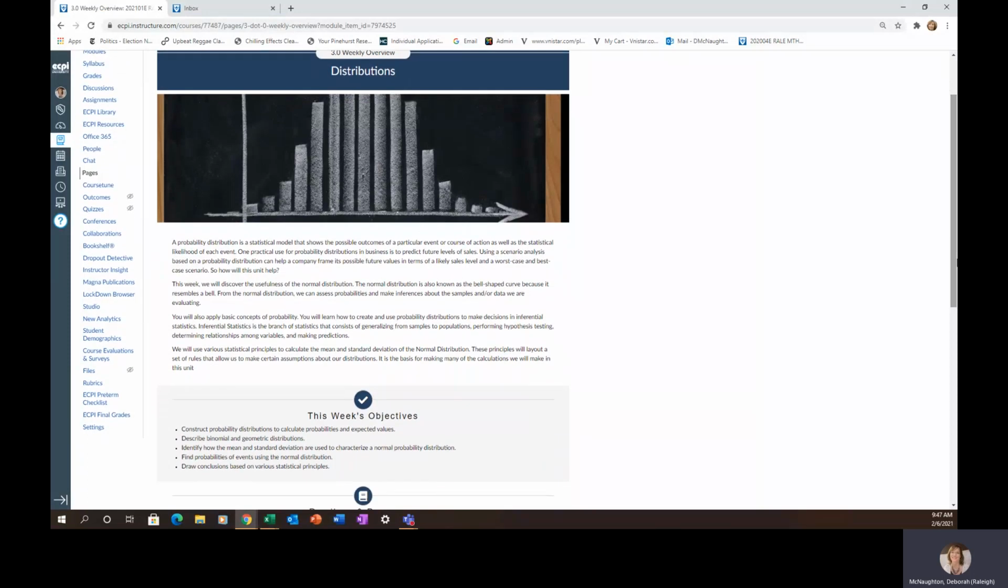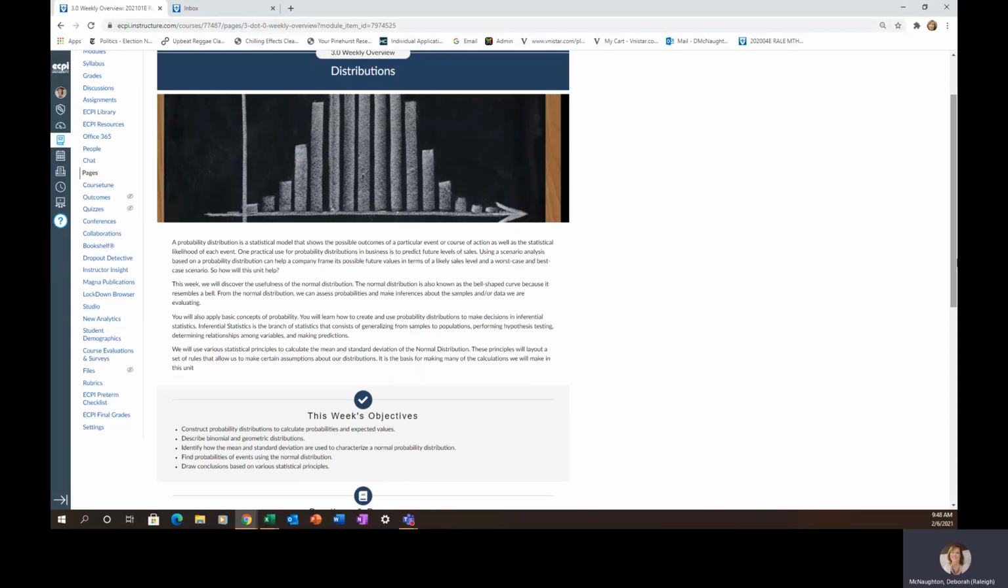A probability distribution is a statistical model that shows the possible outcomes of a particular event or course of action, as well as the likelihood of each event. This actually looks a lot like what we did back in Chapter 2 when we created the relative frequency table. So a probability distribution is going to look a lot like a relative frequency table.